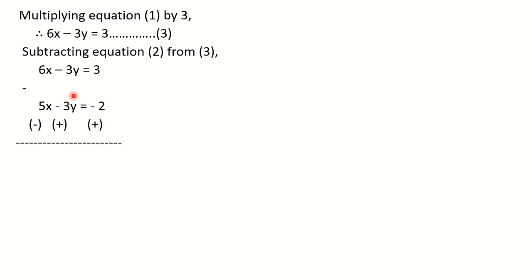Now see, minus 3y and plus 3y. Observe the new signs. So they will get cancelled. Okay, y will be eliminated. And here 6x minus 5x, we are going to get x on left hand side. And here 3 plus 2, that is 5. So we got x is equal to 5. Now let us put this value in any one equation. You can put in equation 1. So substituting x is equal to 5 in equation 1.